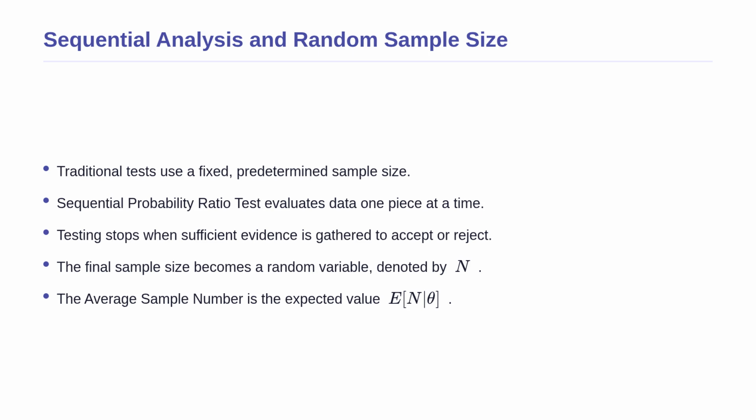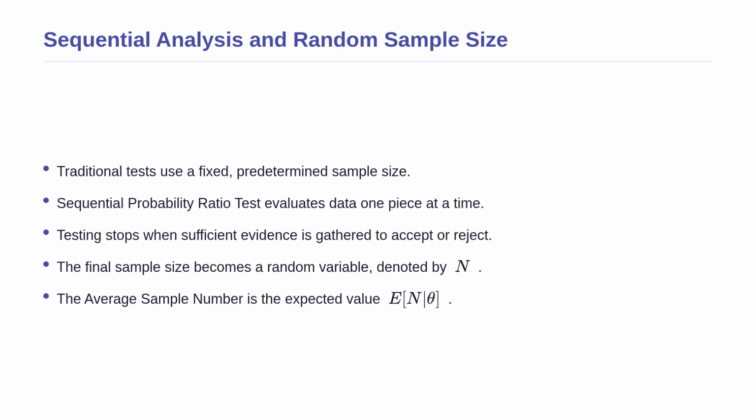Because you stop exactly when you have enough evidence, the total number of samples you end up taking is not fixed. It is a random variable, which we call n. The average sample number, or ASN, is simply the mathematical expected value of this random variable given the true population parameter theta.